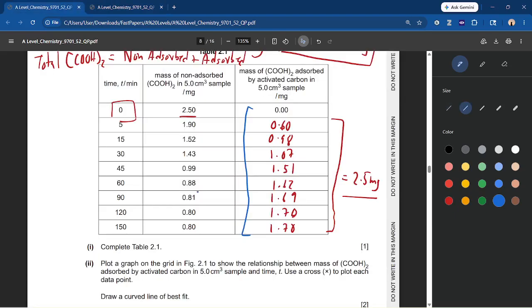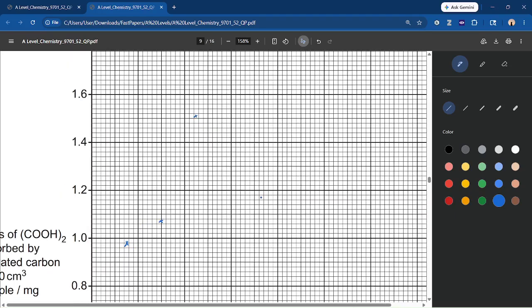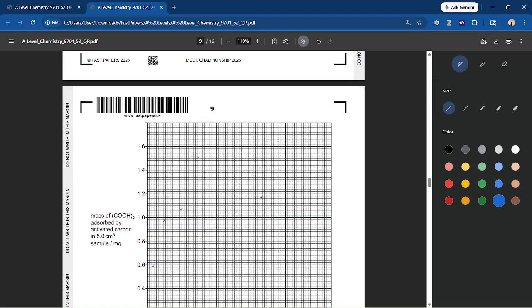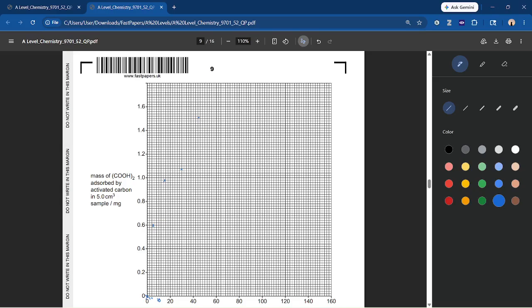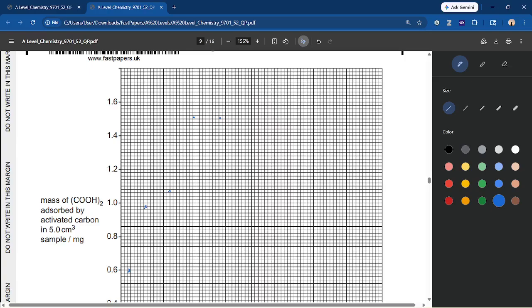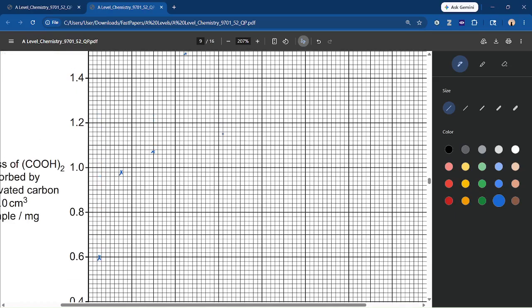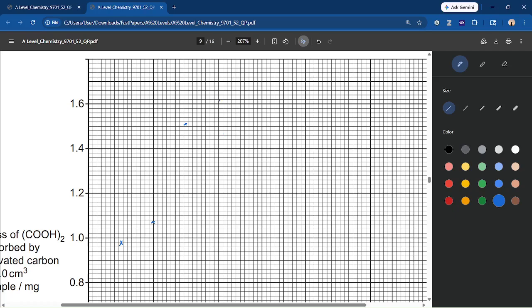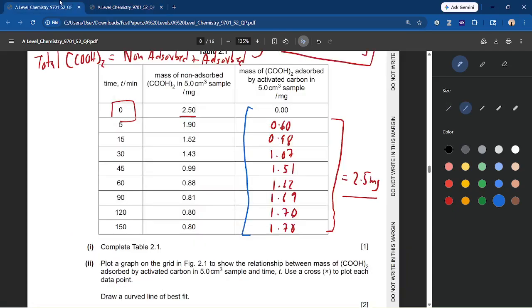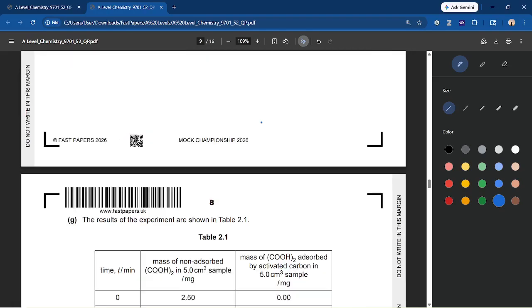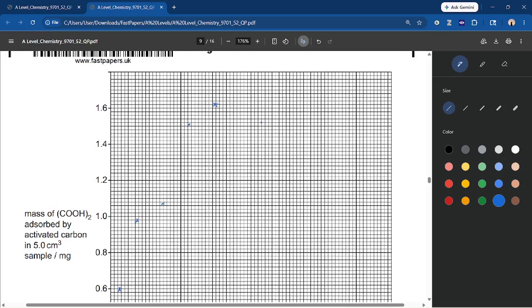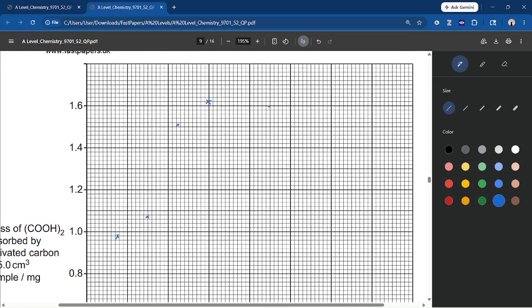And then for 60, it's 1.62. So 60 gives us 1.62. So if this is 60, yeah, this is 60. And we have 1.62, which finally we've got like a very neat answer over here. 1.62. And 90, it's 1.69. So again, 90 will be, so this is 80, this is 90, and it's going to be 1.69, which is somewhere over here.